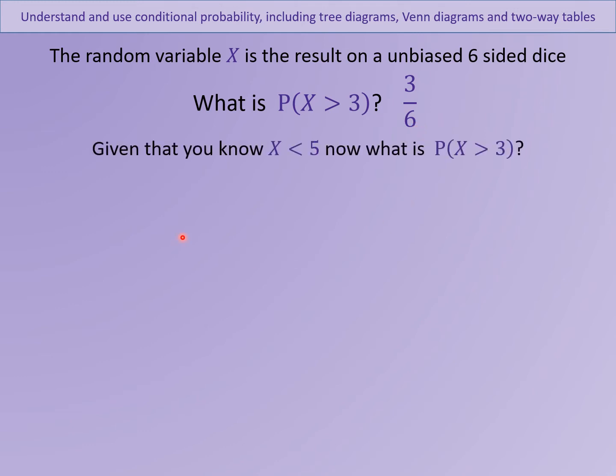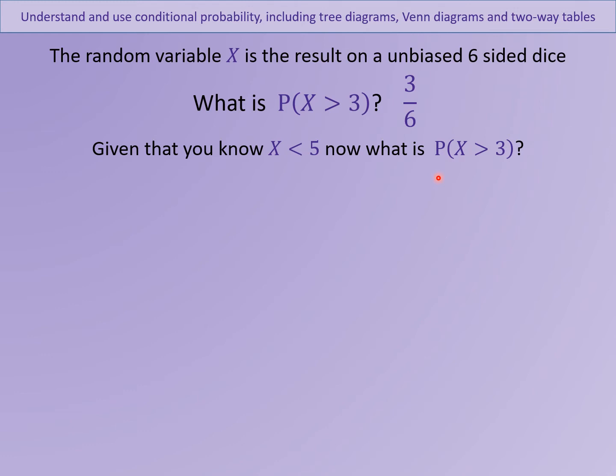Now this is something slightly different. Given that we know that our random variable is less than 5, what we want to know is the probability that X is greater than 3. Think about this situation like this. Maybe you've got a friend who's rolled the dice. You can't see what the result is in front of them. And your friend says, all I'm going to tell you is that this result is less than 5. What is the probability now that the result is greater than 3? You need to be thinking about what results it could potentially be, and now what is the probability of your result being greater than 3.